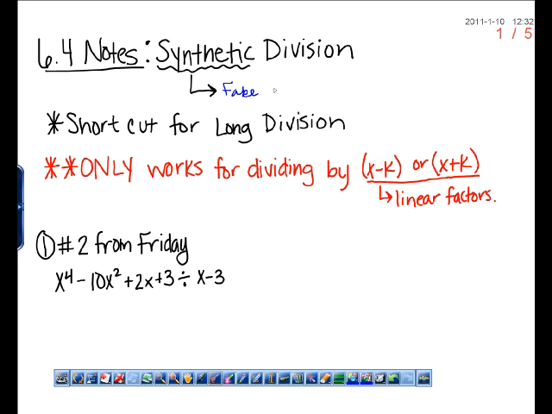You can only use synthetic division when you have what we call a linear factor. And what I mean by that is you can only try and use synthetic division when you're trying to divide by x minus a number or x plus a number. If you had 2x plus 1, trying to divide by that, you could not use synthetic division. If you had an x squared, you couldn't divide by that using synthetic division.